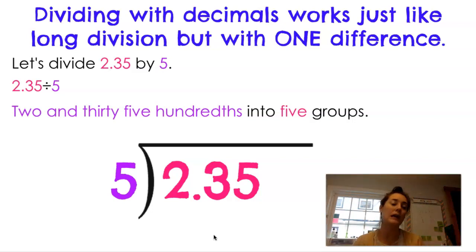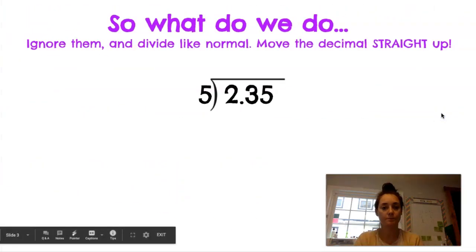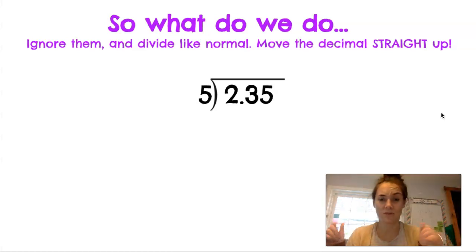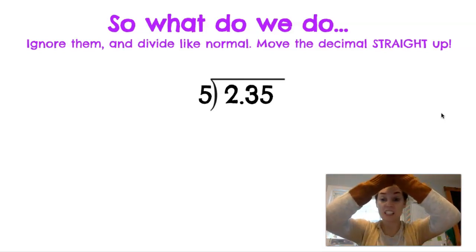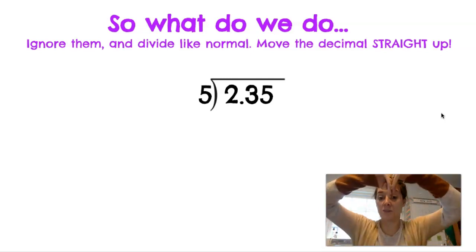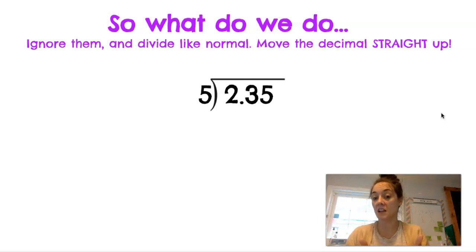So what we have to remember is that decimals and fractions are parts of numbers. They're smaller pieces of a whole number. And even whole numbers can still be split up into these decimals and fractions. So here we go. We're going to ignore the decimal completely. We're going to divide like normal, and then we're going to move the decimal straight up. It's easy as that. It's kind of like when we're adding and subtracting. We ignore the decimals, and then we move the decimal straight down. This time, ignore it, bring it straight up.